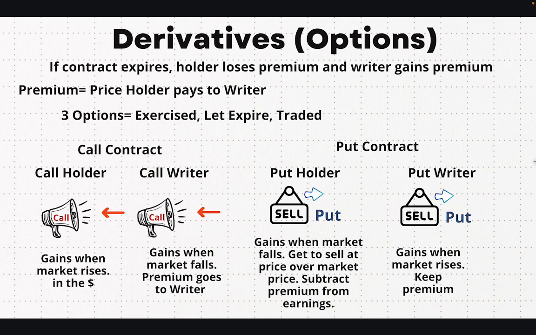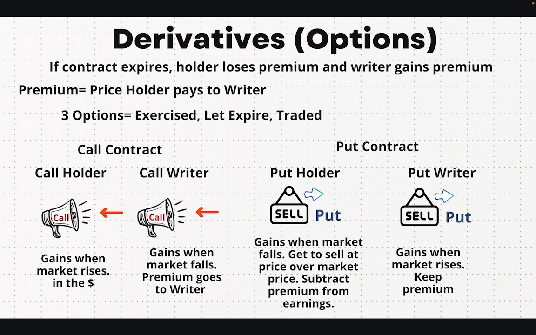Okay. Now, in order to make that deal, the buyer is going to pay a premium. We'll come back to that. If the contract expires, then the holder is going to lose the premium and the writer is going to gain the premium. The premium is the price the holder pays to the writer to agree to the deal, basically. And there are three options: it can be exercised, it can expire, or it can be traded.